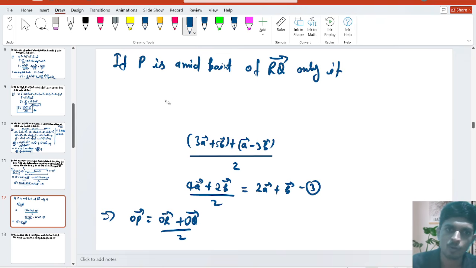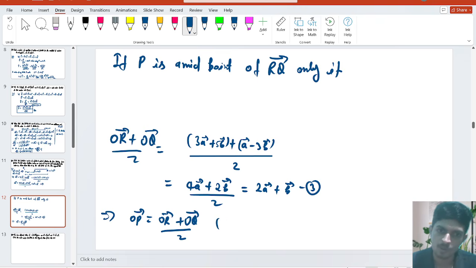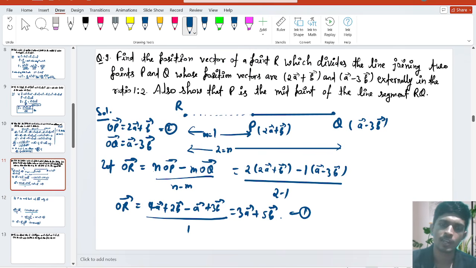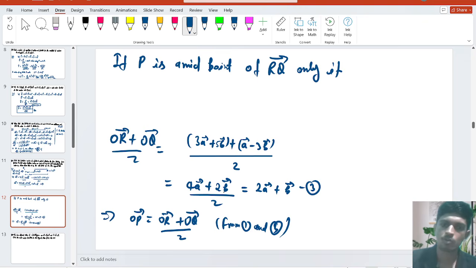We need to find vector OR plus vector OQ by 2. Simplify here. You get this 2 vector A plus vector B, and from 1 and 3 you get vector OP equal to vector OR plus vector OQ by 2. Here you see that vector OP equals 2 vector A plus vector B, this is equation 2, and this is equation 3. So we finally write vector OP equal to vector OR plus vector OQ by 2. It is only possible if P is the midpoint of RQ.